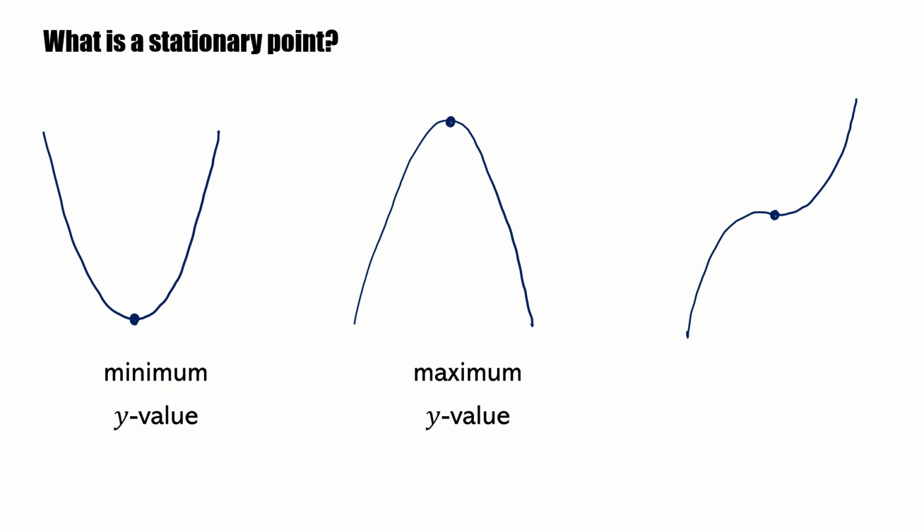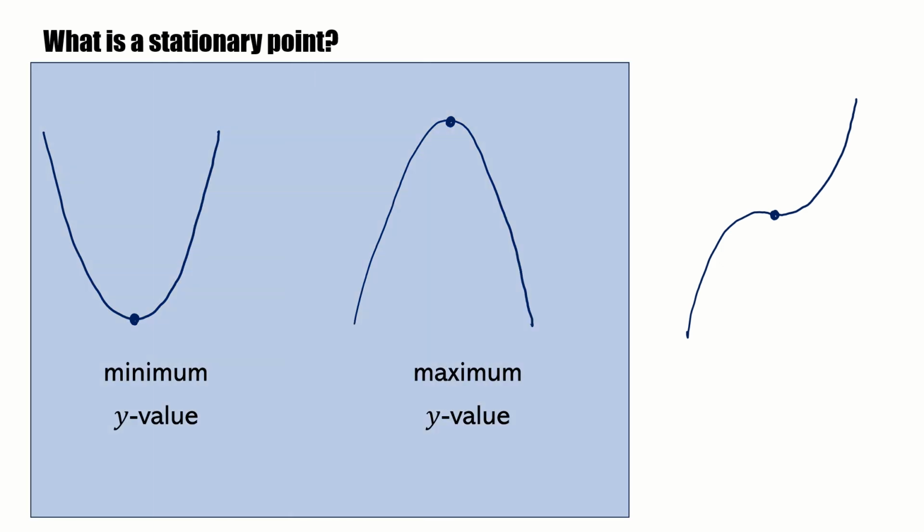While it's worth noting that all three of these cases are examples of stationary points, only the first two cases are examples of what you sometimes might hear being called turning points. So it's worth making that distinction. Stationary points is all three cases, but turning points is only the point where we've got a minimum or a maximum occurring. But how are we going to find where these stationary points occur?